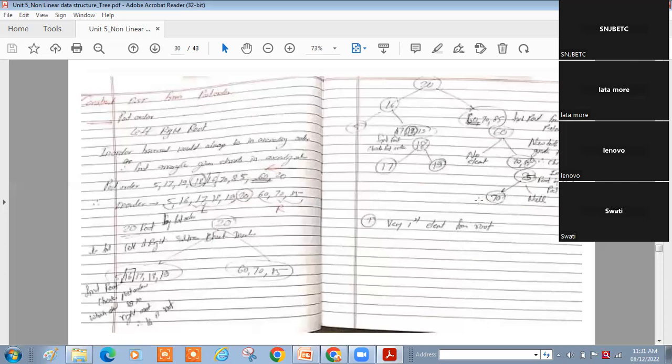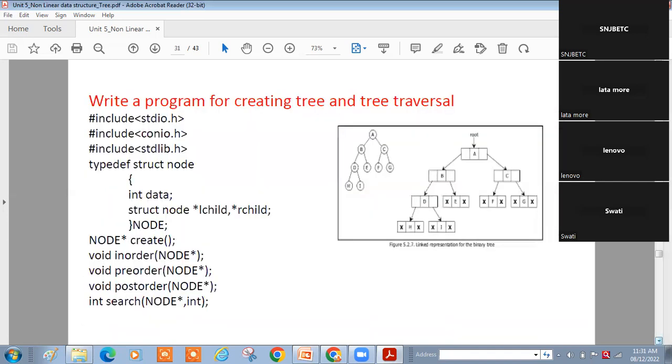So I'm sharing this PPT. You have to focus on this, or you can easily get these solutions in your textbook also. You can easily understand it if you got my point. Okay, thank you. Next. So last point is nothing but representation of a tree, or the program for creating a tree and tree traversal.